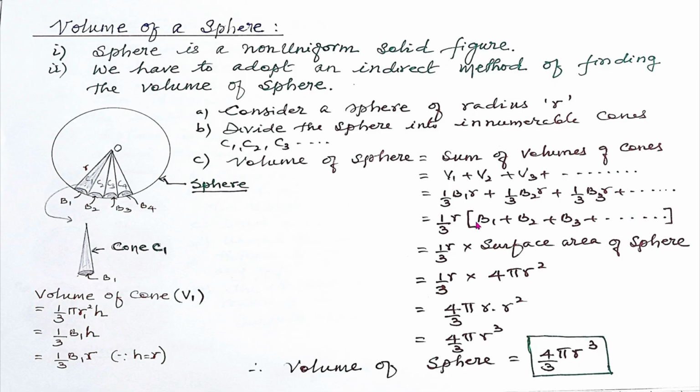And we know that if I add the areas of the bases of all the cones, that is nothing but the surface area of the sphere, and therefore the surface area of the sphere is 4 pi r square. So 1 by 3 r into 4 pi r square is equal to 4 by 3 pi r cube, and that is the volume of the sphere.